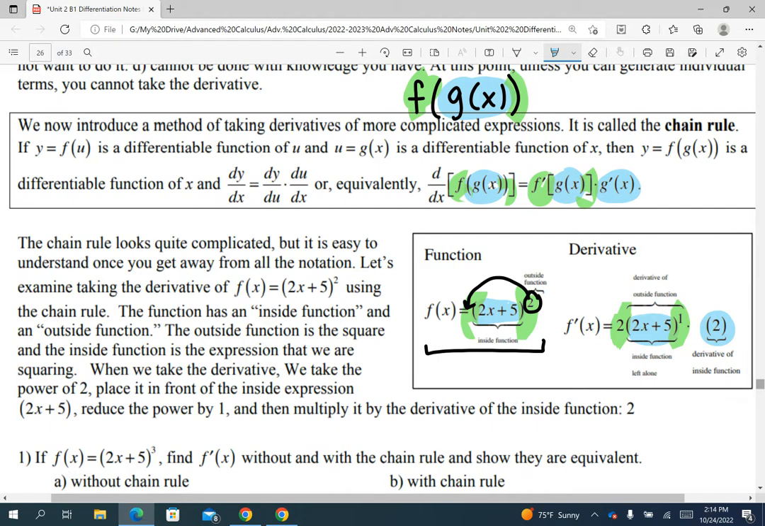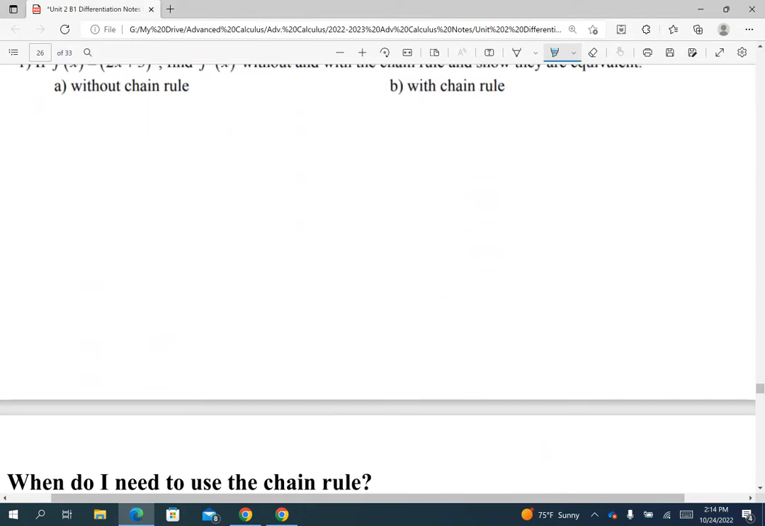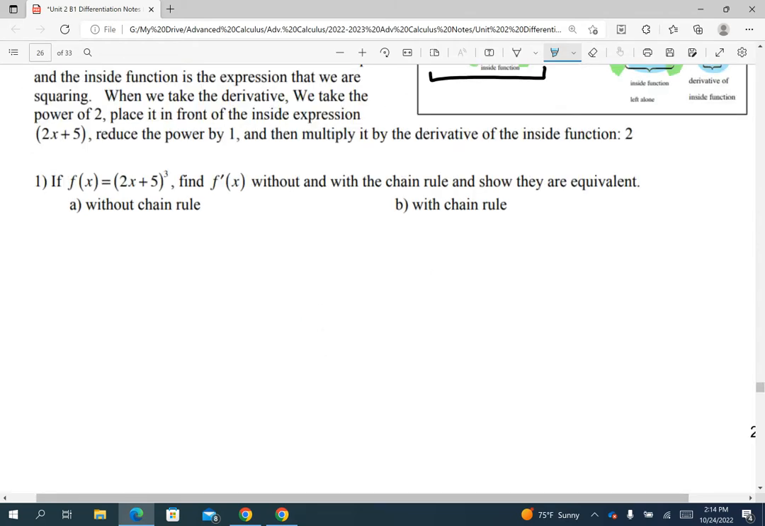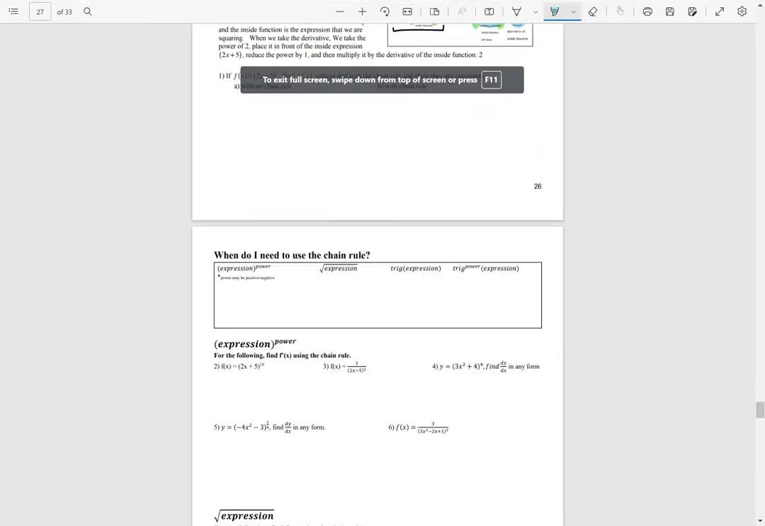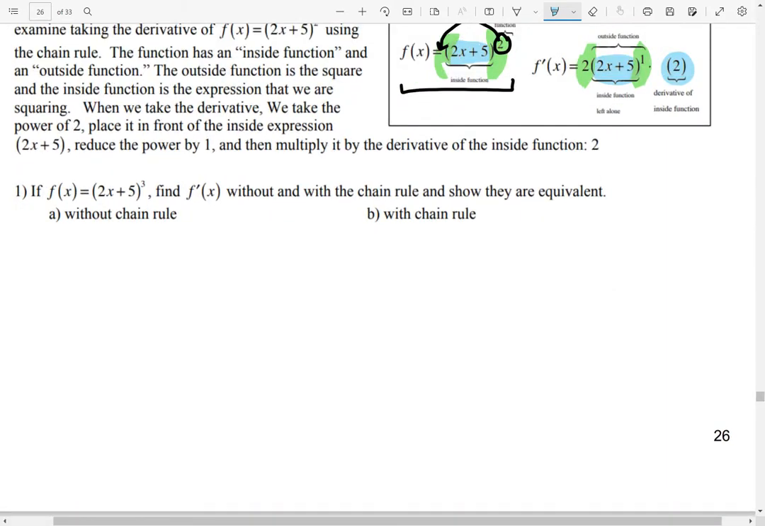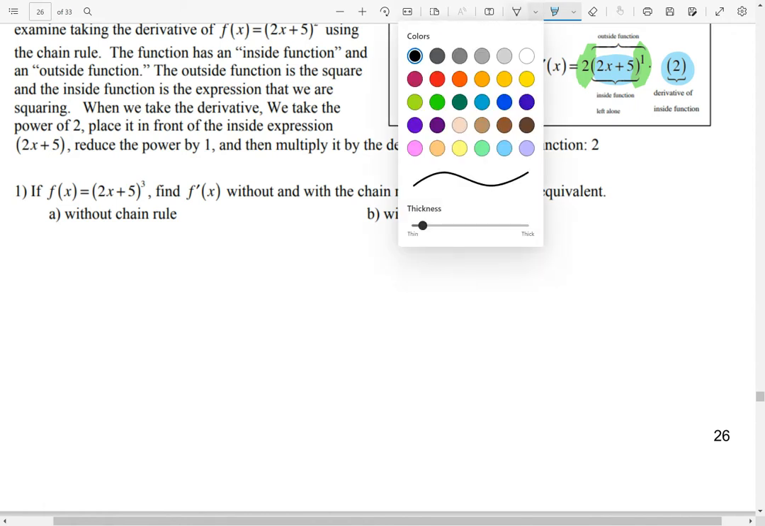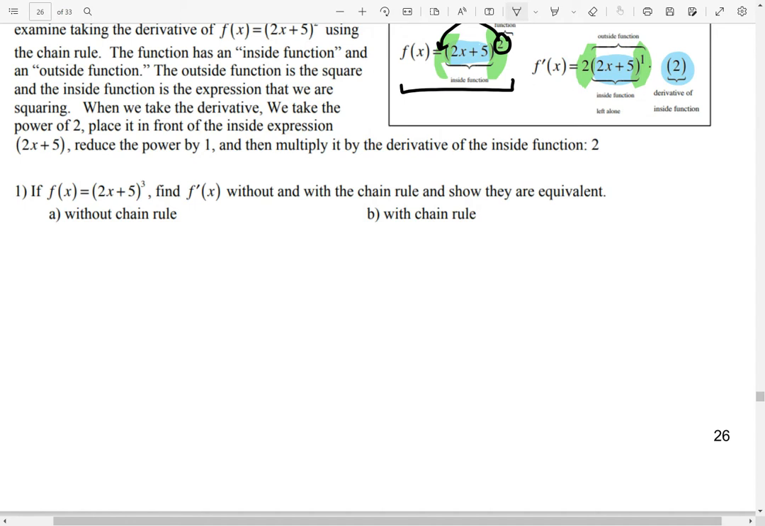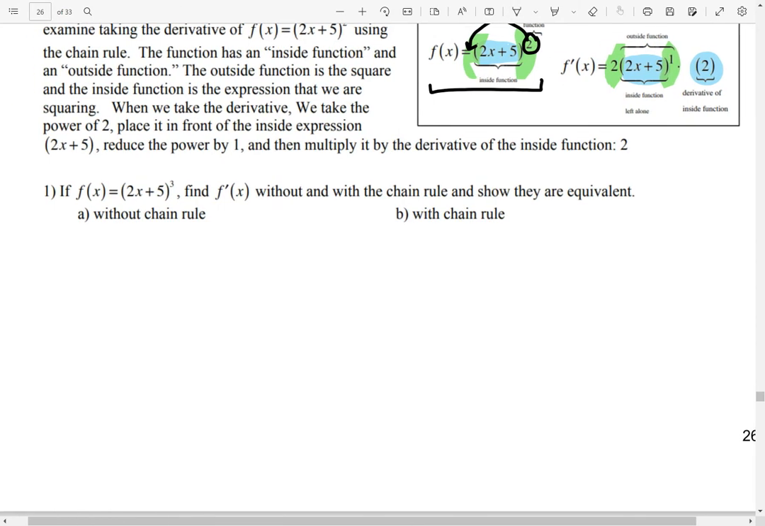Now we will practice this a couple of times. Let's look at example 1. If f of x is 2x plus 5 to the third power, we're going to find f prime of x with and without the chain rule. Well, we're not going to completely find it without the chain rule, but we'll look at it. If I don't use the chain rule, using our previous methods that we've learned in other lessons, that would mean I would need to multiply out 2x plus 5 three times.